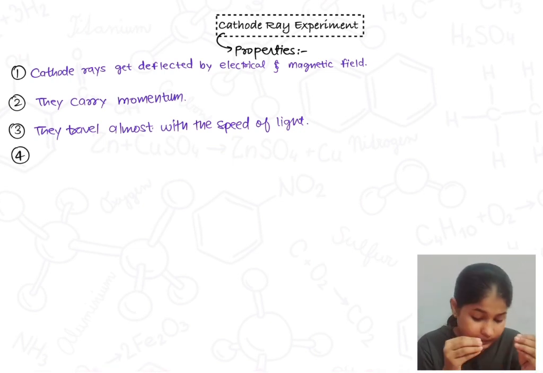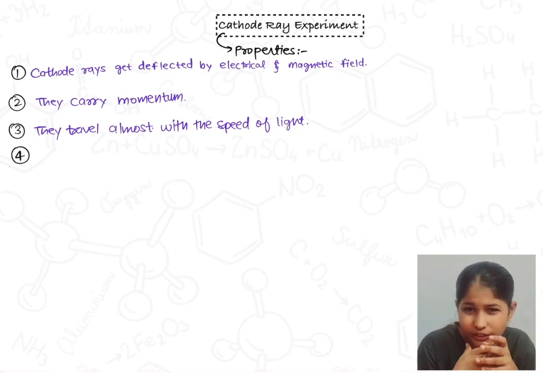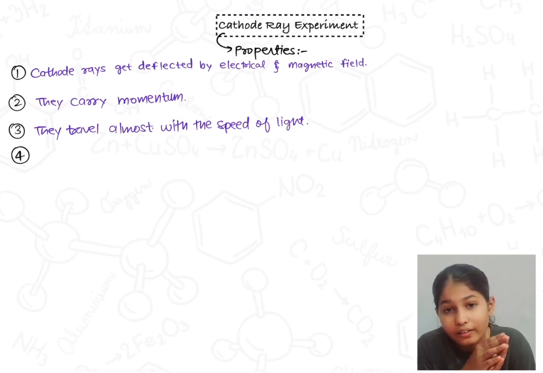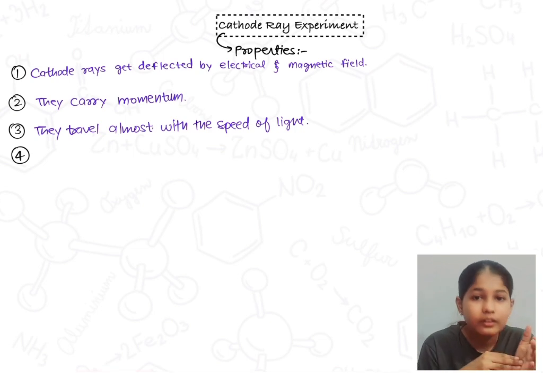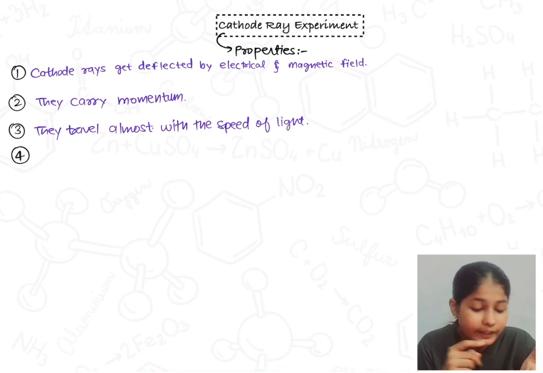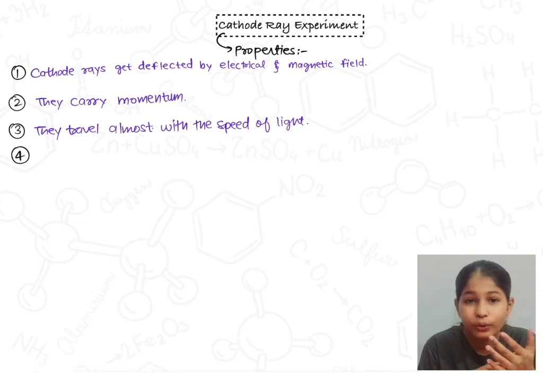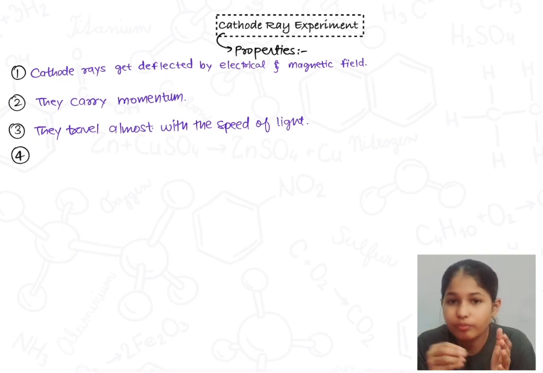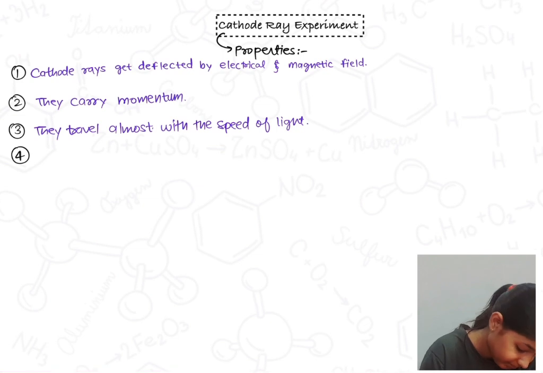Our last property of cathode rays is that whenever these cathode rays strike any heavy metal, for example iron, they will produce X-rays. Do you know what is meant by X-ray? If you know what X-ray is and what its use is, let me know in the comment section. So it means they are liberating X-rays whenever they strike any heavy metal.